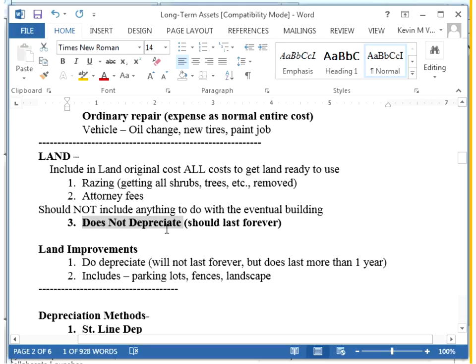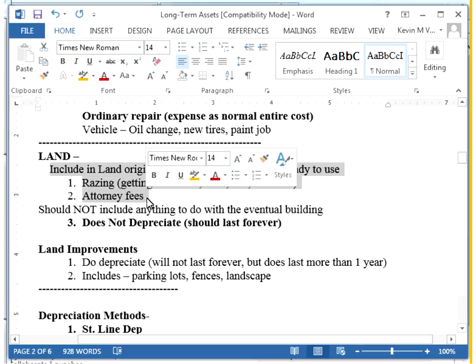Land, the first thing that I want to show here, land does not depreciate. So when we start talking about depreciation, we will not look at land, because the theory is that land should last forever. Even if you have buildings and you use the land, it's still going to be there 100 years from now just the same as it was.